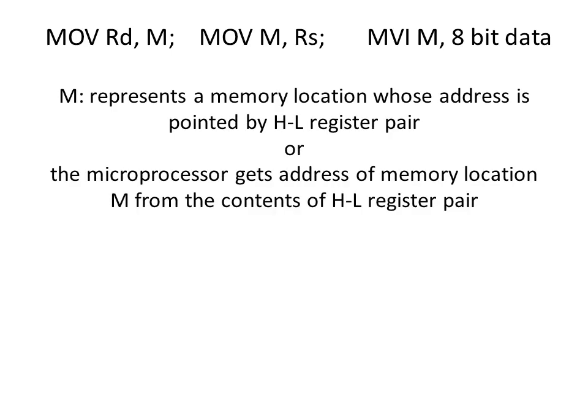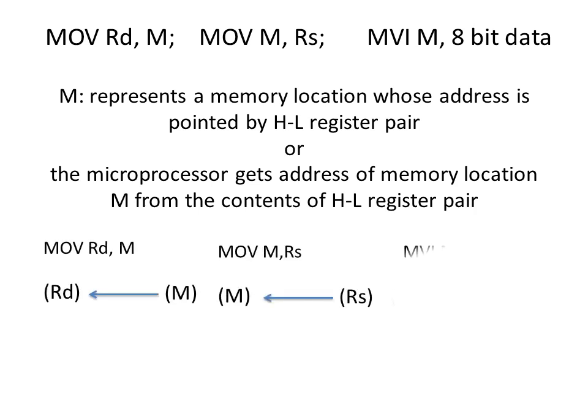So that is the meaning. M represents a memory location whose address is pointed to by the HL register pair, or the microprocessor gets the address of memory location M from the contents of the HL register pair. That's all we were discussing.